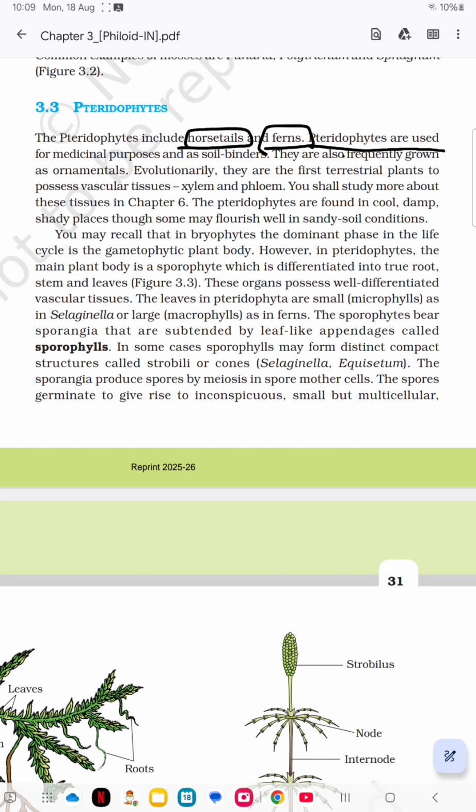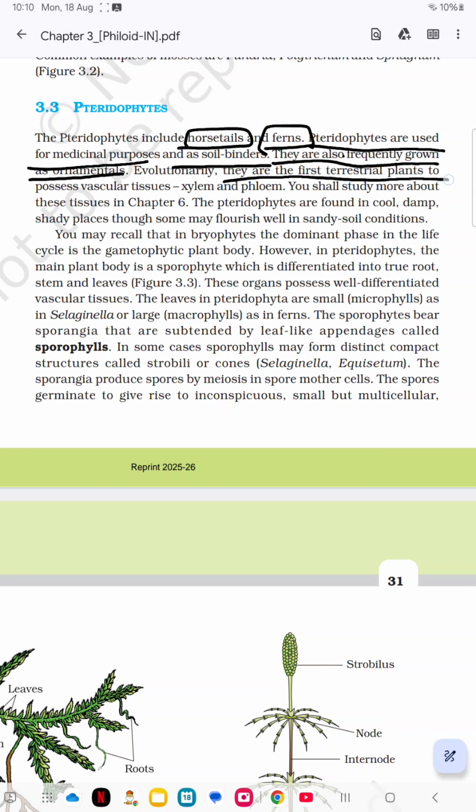These can be used for medicinal purposes and as soil binders. Medicinal purpose means that diseases can be cured by some kinds of pteridophyte plants. Soil binders means that, by mixing with the soil, these plants give moisture and nutrients to the plant. They are also frequently grown as ornamentals, that is, for ornamental purposes, to look attractive.